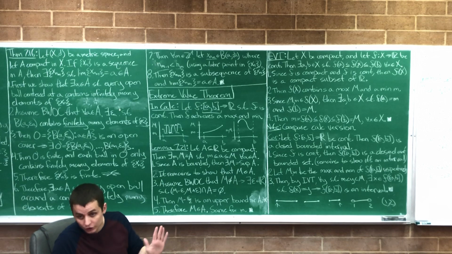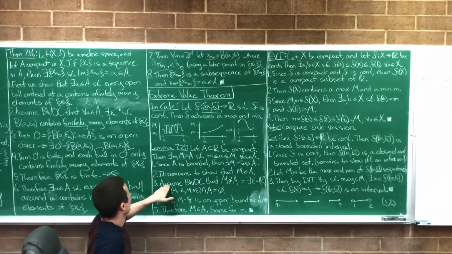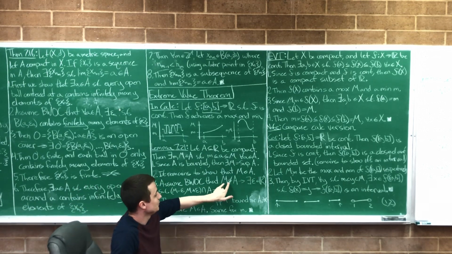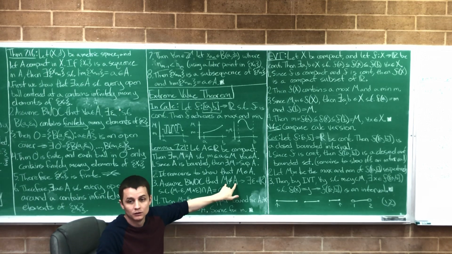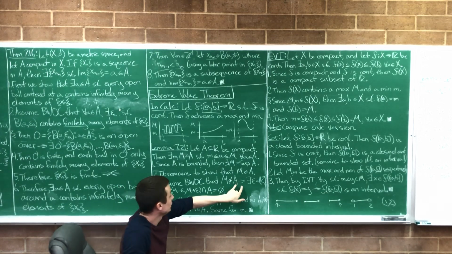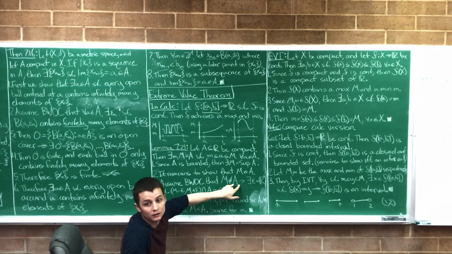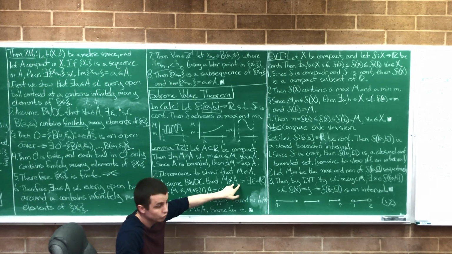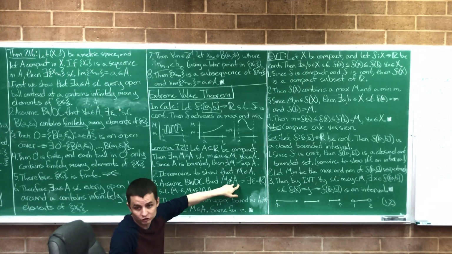Okay, and we're going to do it proof by way of contradiction. Assume by way of contradiction that big M is not in A. Now, what do we know about A? It's compact, so it's bounded and it's also closed. Right? So, what's the closure of A?